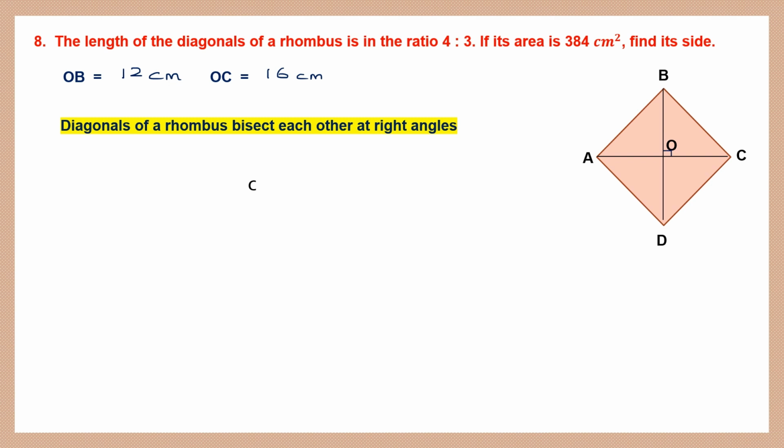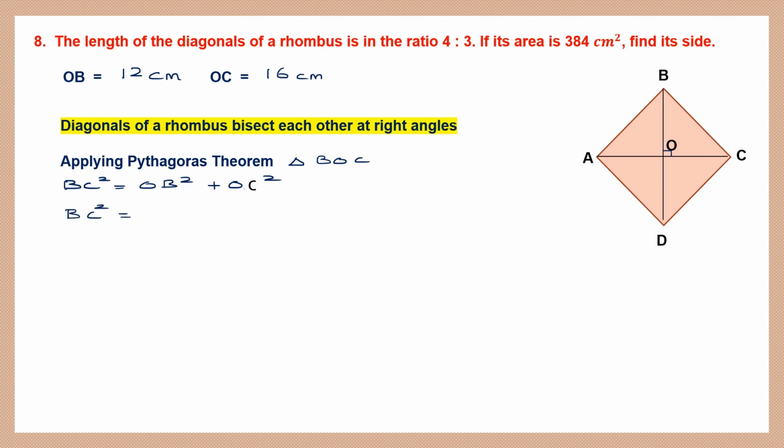So we're taking only this triangle here, and at O you have 90 degrees. So applying the Pythagoras theorem for this particular triangle, okay, we're using the triangle BOC. According to that, BC square is equal to OB square plus OD square. So BC square is equal to, how much is OB? Here we found out OB is 12 centimeters and OD is 16 centimeters. So this will be 12 square plus 16 square.